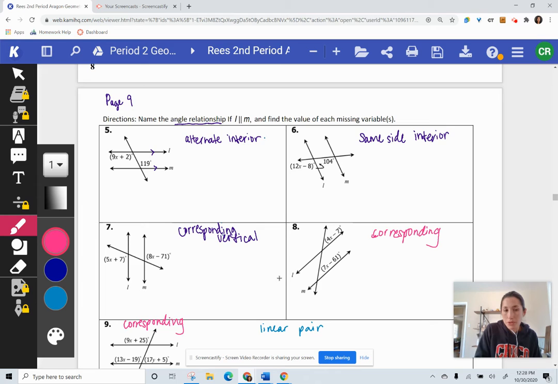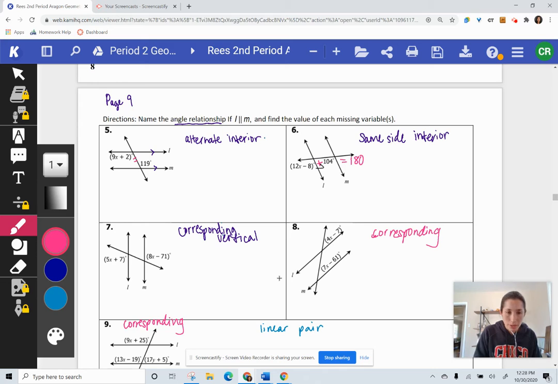And alternate interior angles are congruent when lines are parallel. So I'd go ahead and put an equal sign in between those. Our next angle relationship here is same side interior. If you notice, they're on the same side of this transversal, and they're both on the inside of lines L and M. So with these two angles, one is obtuse, this is 104, and the one here is going to be acute. So we know that they're not equal, but what we do know is that they're supplementary, which means we can add them and set it equal to 180 degrees.